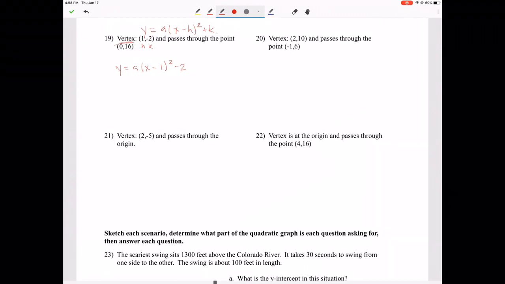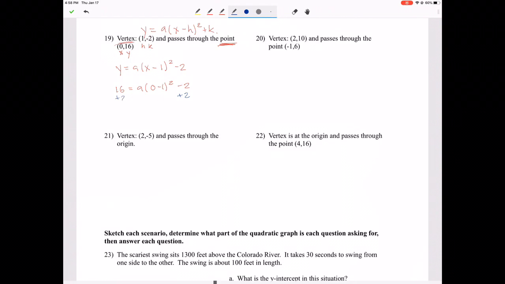All right. They give us a point. That will be our x and our y. You get 16 equals a times 0 minus 1 squared minus 2. Okay. First thing you'll want to do is add 2 to both sides.